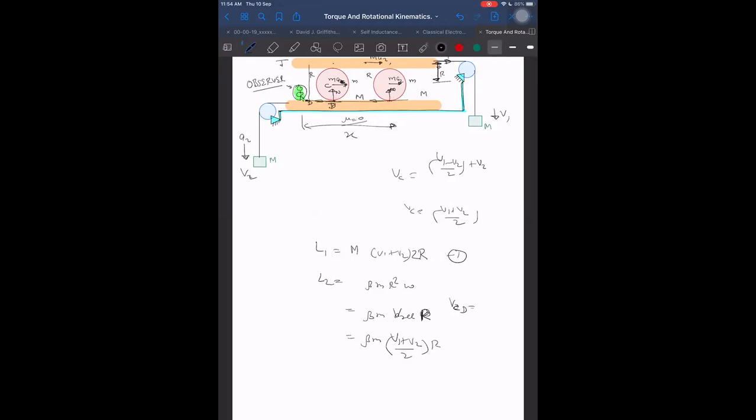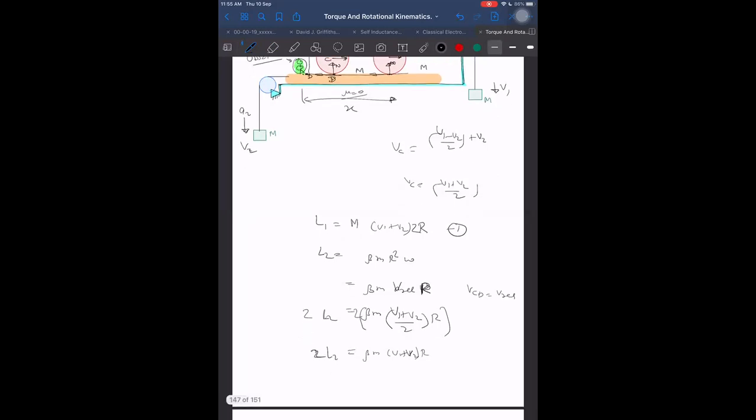Anyway, VCD is equal to VC minus VD. VD is 0 in this case, and we are getting the answer anyway. Finally, it is this only. VCD is here, V relative. So L2 we know, but there are two such bodies, two centers. So total will become 2 times L2, that is beta times m into (v1 plus v2) into r. So I think we are able to write the angular momentum of the plank as well as for the two cylinders. And now I want to write the torque equation for these.